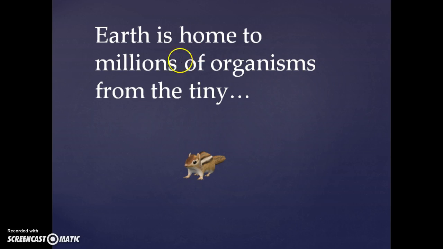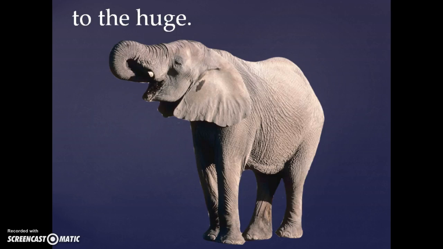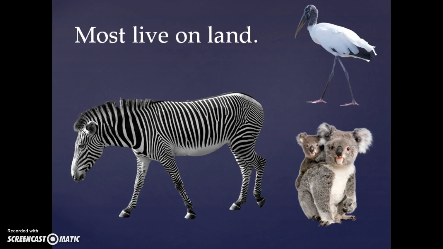There's the tiny, and there's the huge. Most of these organisms, mammals, birds, live on land. We took a look earlier this week at some ocean life and life in a coral reef. So today we're going to focus on animals and how they adapt to a land environment.